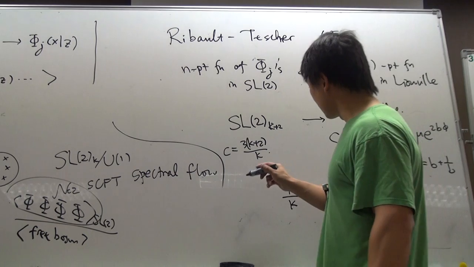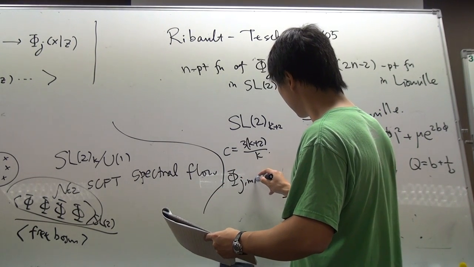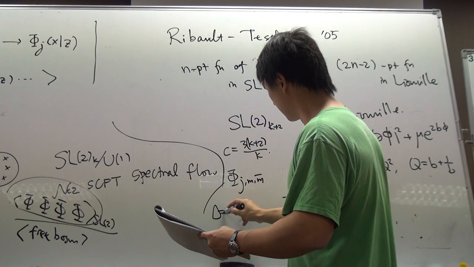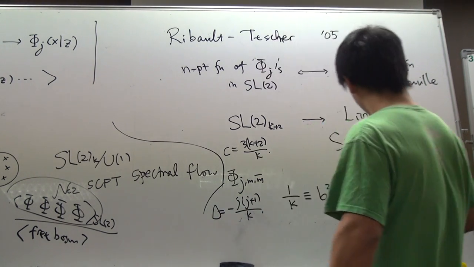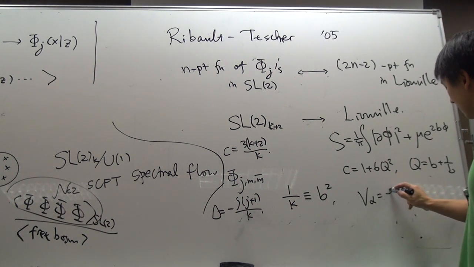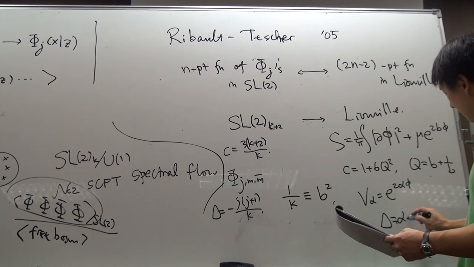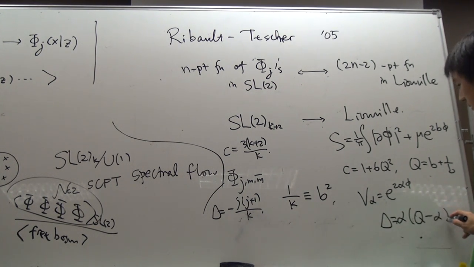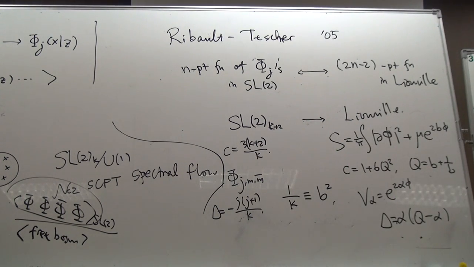So here we're going to be interested in these phi j, and bar with dimension minus j plus 1 over k. In the Liouville theory, we're going to be interested in vertex operators of the form e to the 2 alpha phi, and these things have dimension alpha times Q minus alpha. And the correspondence, roughly, is the following.